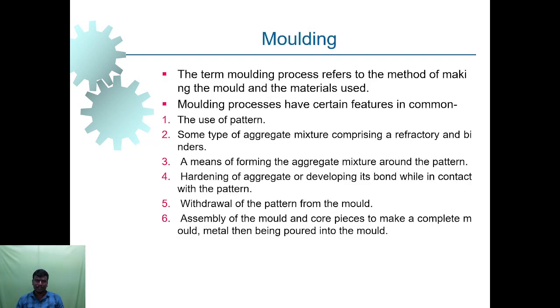And molding. The term molding process refers to the method of making the mold and the material used. Molding processes have certain features in common. First, the use of a pattern. Next, some type of aggregate mixture comprising a refractory and binders. A means of forming the aggregate mixture around the pattern. The hardening of the aggregate, developing its bond while in contact with the pattern. And withdrawal of the pattern from the mold, assembly of the mold and core pieces to make a complete mold. Metal is then poured into the mold cavity.